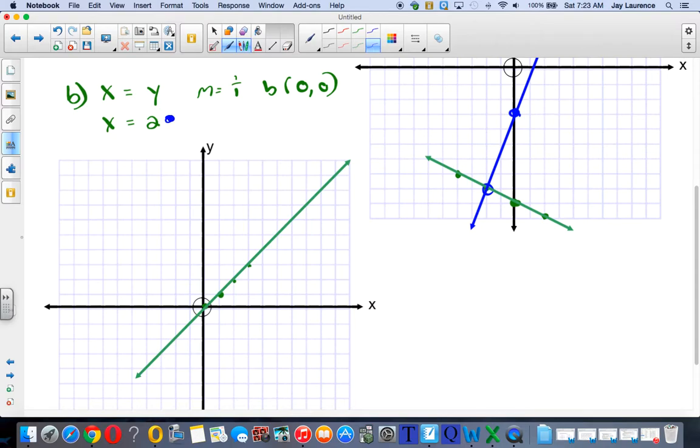X equals 2. This is in standard form, believe it or not. The x-intercept is at 2. Yeah, sure, it's in standard form. Look, ax plus 0y equals 2. So this would be like 1x plus 0y equals 2, or better yet, just x equals 2. It's in standard form. So the x-intercept is sitting here at 2.